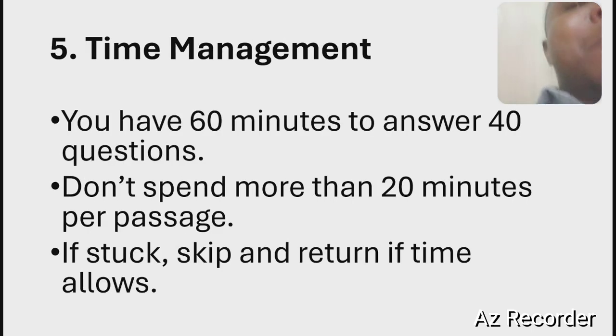Then you are supposed to manage your time very well. You have 60 minutes to answer 40 questions. So you shouldn't spend more than 20 minutes on a passage. You have 3 passages, and each will have at least 13 questions. So you have 1 hour to answer 3 passages. If you spend more than 20 minutes on one passage, you are going to hurt your score. If you want to avoid frustration, try as much as possible not to waste time on one passage.